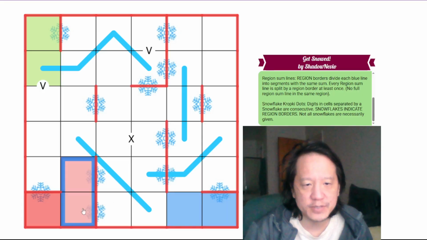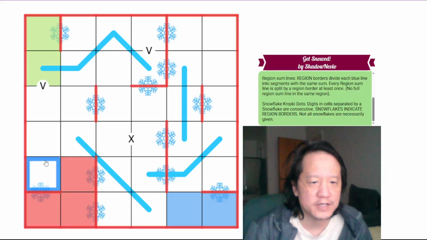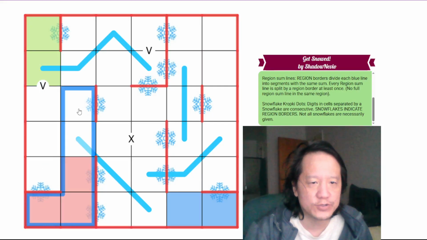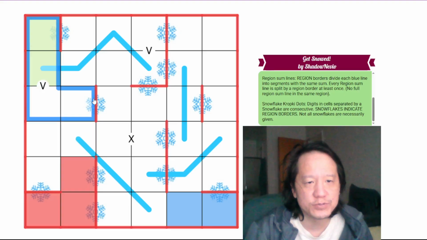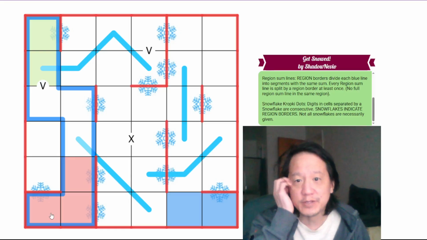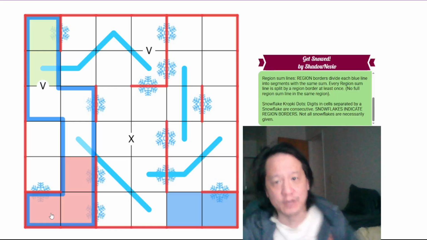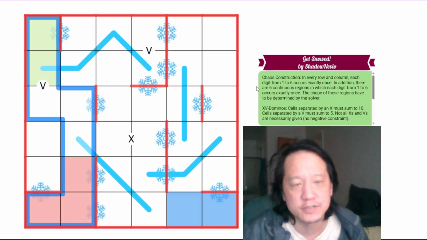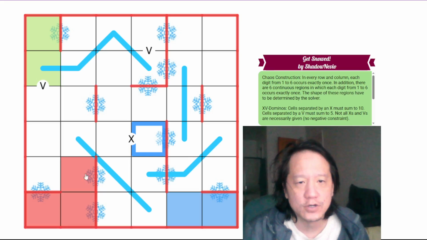It cannot be the same as this one. And the reason why it can't be the same as this green is these two are separate regions. So if we try to connect this, this is 1, 2, 3, 4, 5, 6, 7, 8 at minimum. But every region only has 6 digits, right? Because you can only contain the digits 1 through 6 once each. So that's why these are different regions here.